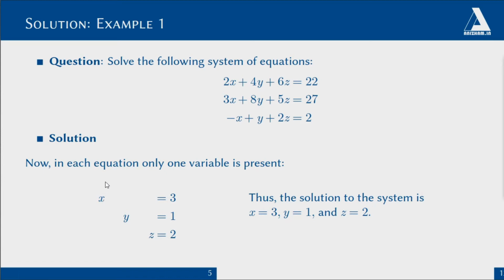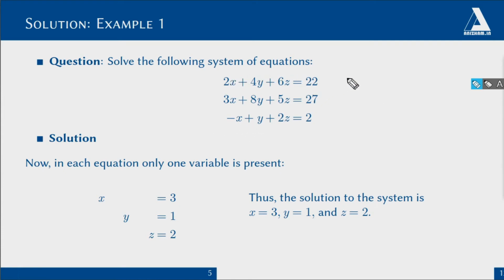So now in each equation only one variable is represented: in the first equation x equal to 3, in the second equation y equal to 1, and in the third equation z equal to 2. So that means the system of equations has the solution x equal to 3, y equal to 1, and z equal to 2. We can verify this solution by substituting the values in the respective equations. That is, we substitute x, y and z in these equations.